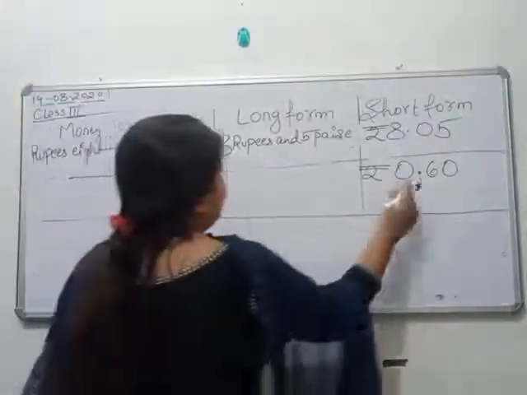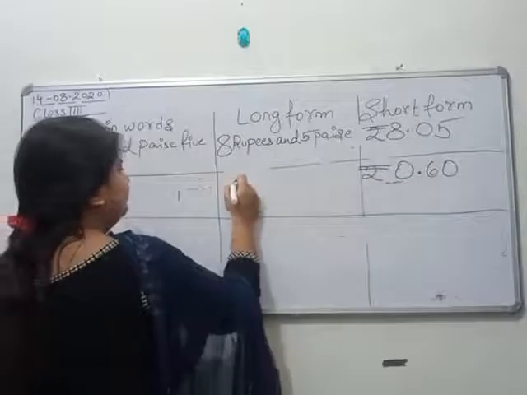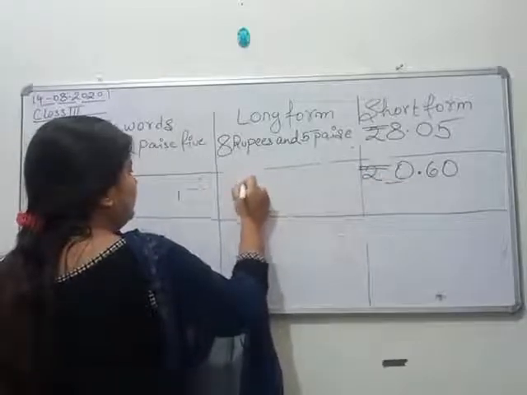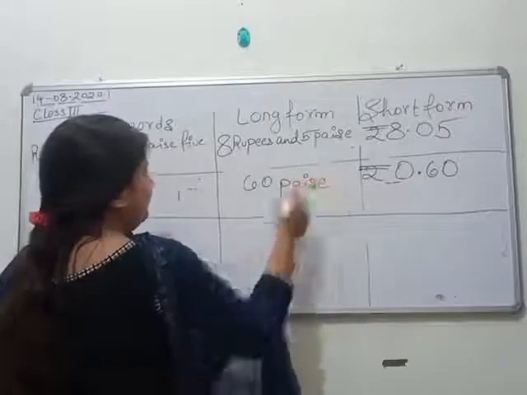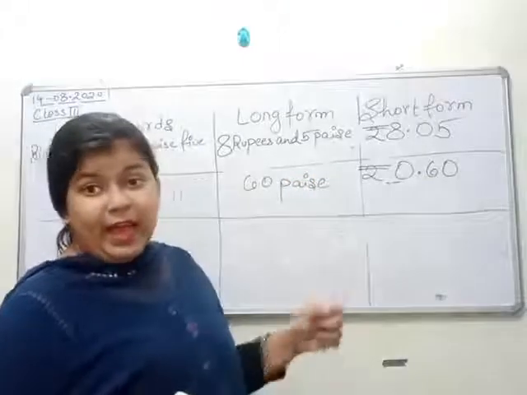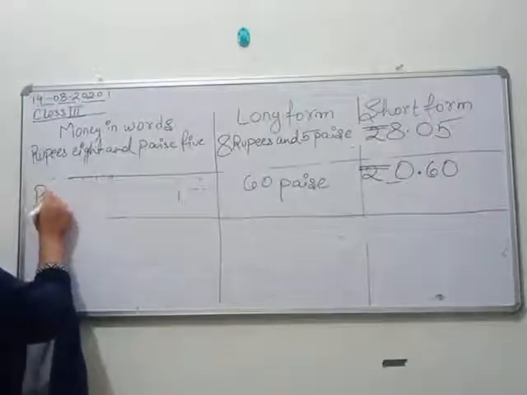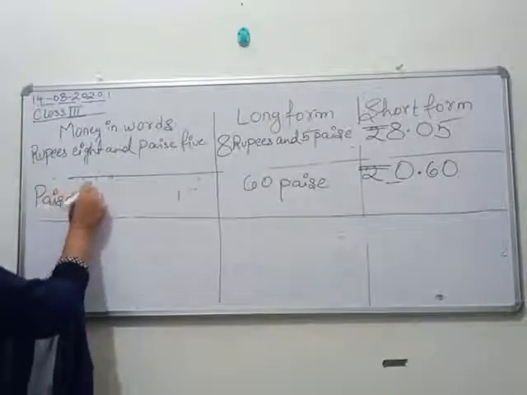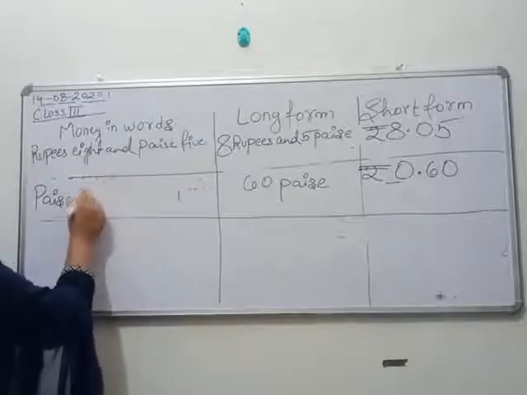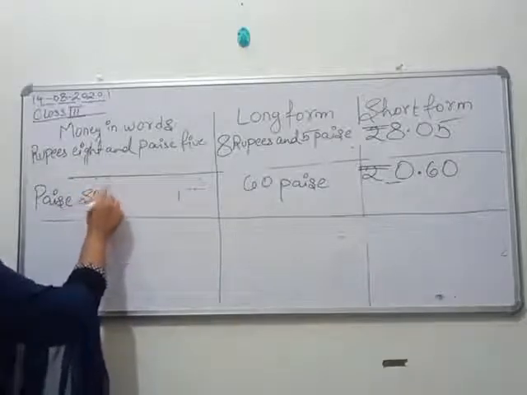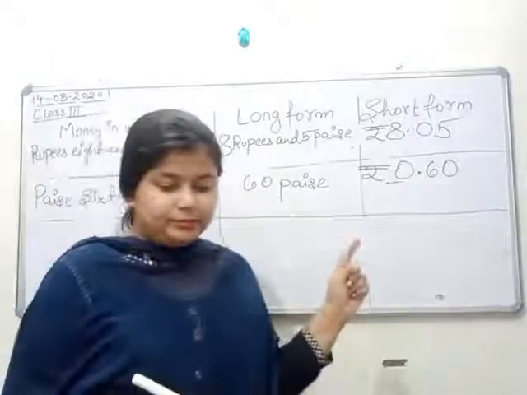Look, 0 rupees, the rupees place is vacant. So we will write 60 paise here only. Okay. And in word we will write paise 60. So this is the word form.